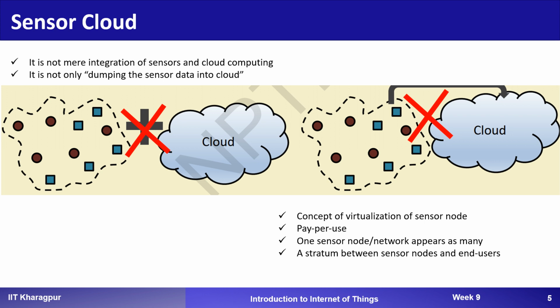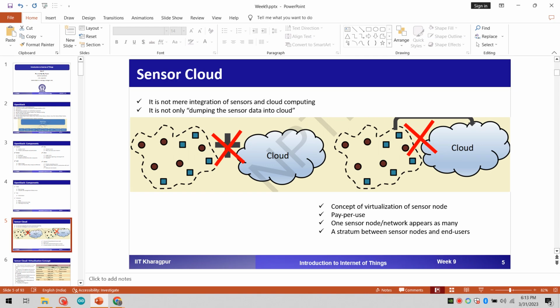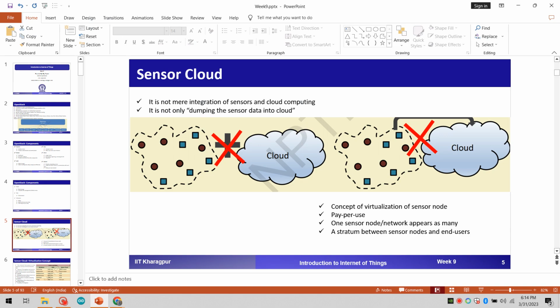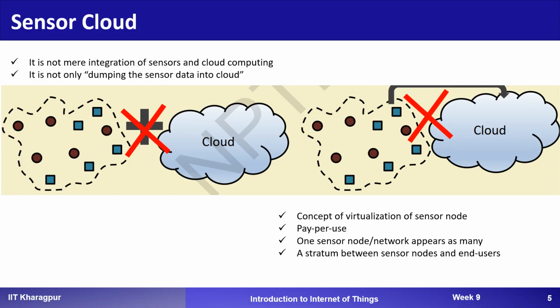So basically in case of your cloud computing, there are various resources which are available, and with the help of the virtualization concept, the end users can use those resources, and a particular resource can be used by multiple users at the same time with the help of the multi-tenancy feature of your cloud computing. So same is the concept of your sensor cloud.